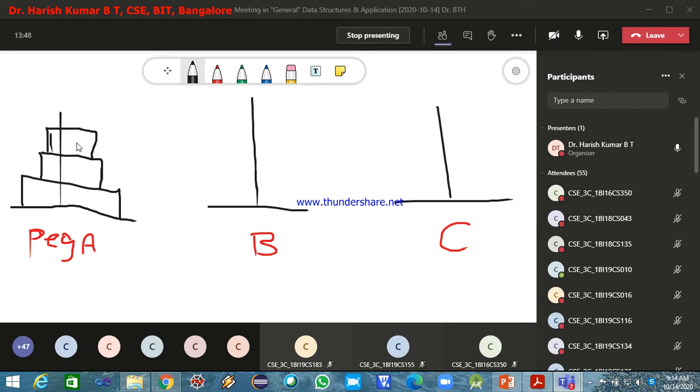So now, taking into account these two conditions, you should shift all the disks which are there on peg A to peg C using B as auxiliary. So that is what our problem statement is. You can move only one disk at a time, and at any point of time you should not place a bigger disk on a smaller disk. Okay, so can anyone tell what I can do now?